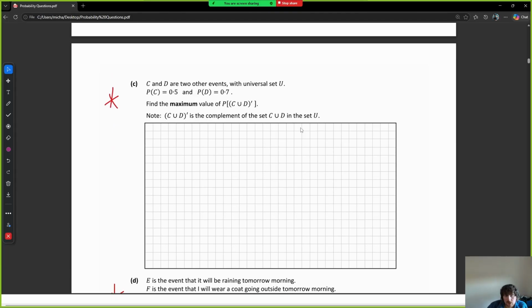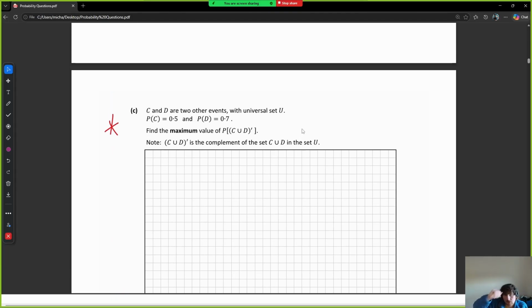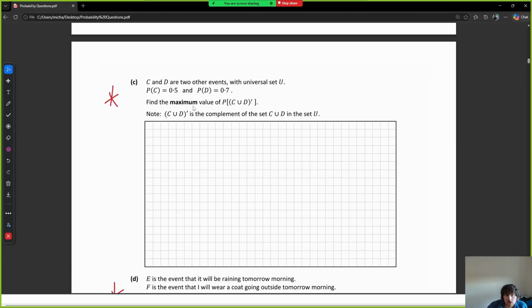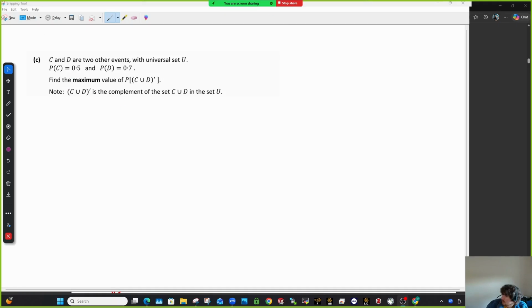Another interesting event. C and D are two other events with the universal set. So let's have a look at this. Let me get it set up. Okie doke. So C and D are two other events, right? And as we said, universal set U. So that just means they're kind of inside a box. So find the maximum value of this thing, right?